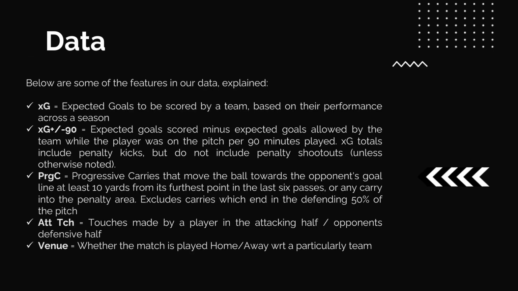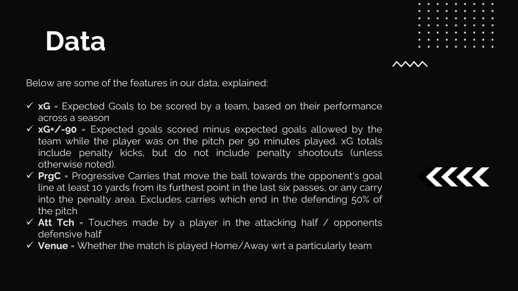There are some attributes in our particular data set that might be new to users, so we thought about explaining some of them. For instance, the first one here is xG, which is expected goals to be scored by a team based on their performance across the season. xG plus minus 90 is the expected goals scored minus the expected goals allowed by a team while a particular player was on the field.